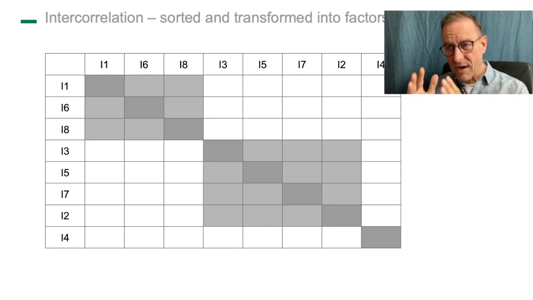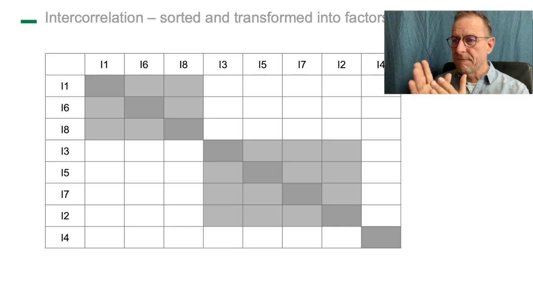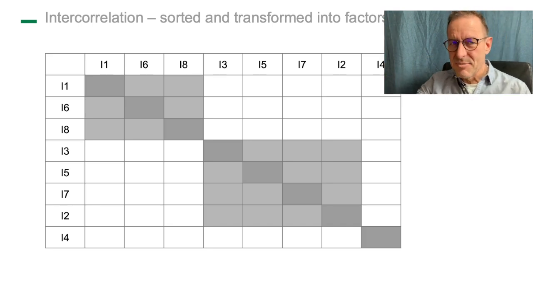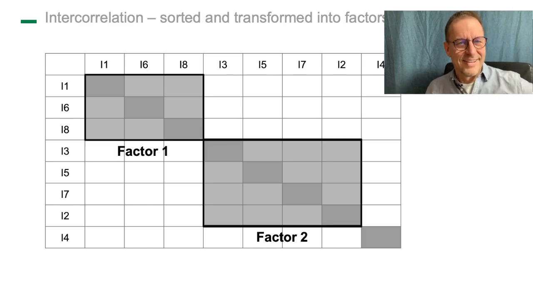When you look at the other items, for instance, 3, 5, 7, 2, you realize that these also very highly intercorrelate, but do not correlate with all the others. So it seems that there are 2 factors. Isn't that cool? I find this cool. Okay, there's item 4. That does not correlate with anything. Pull it out.